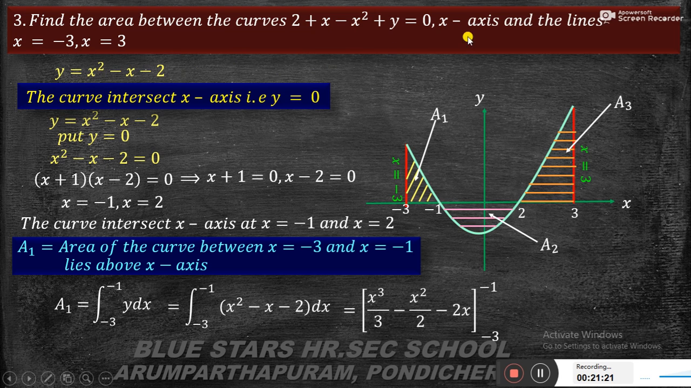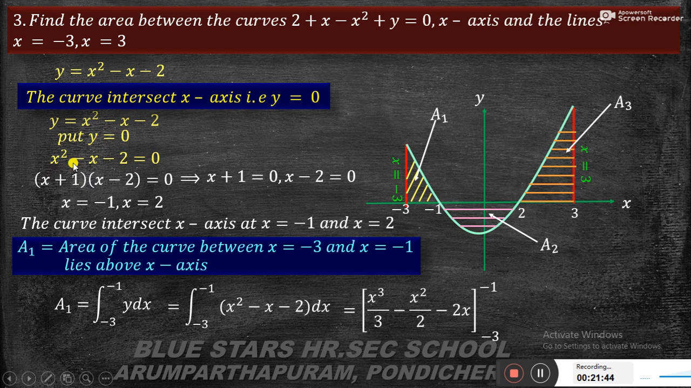Now they give the x-axis and the lines x equal to minus 3, x equal to 3. So the curve intersects the x-axis. Along the x-axis the condition is y equal to 0. So y equal to 0, you take this y curve, y equal to x square minus x minus 2. So you substitute y equal to 0, which means x square minus x minus 2 equal to 0.